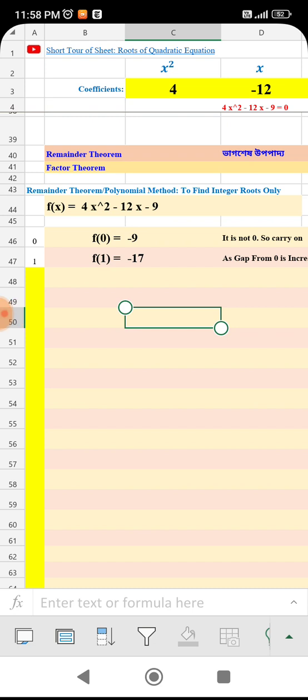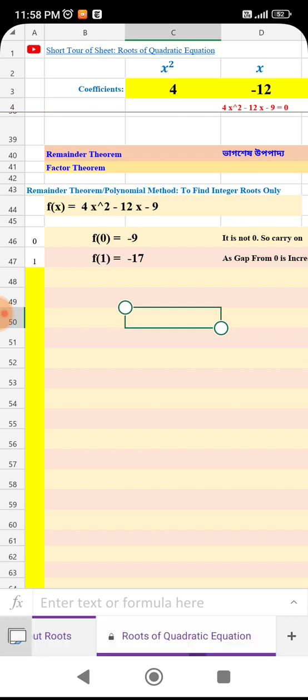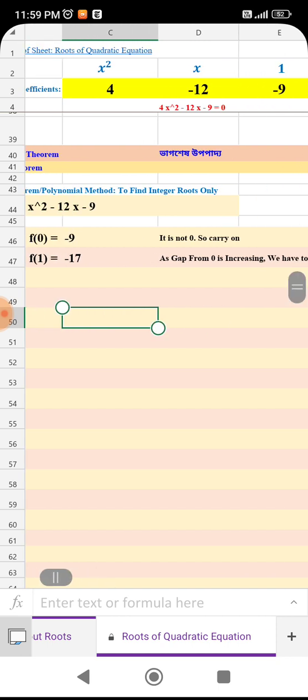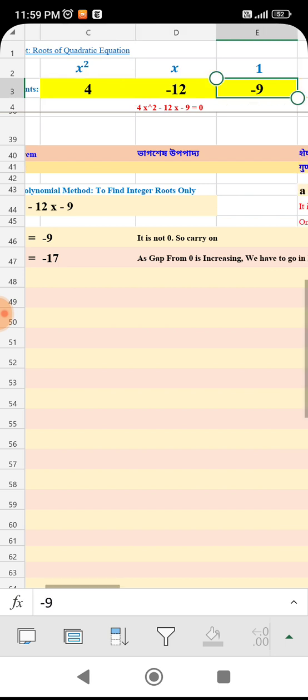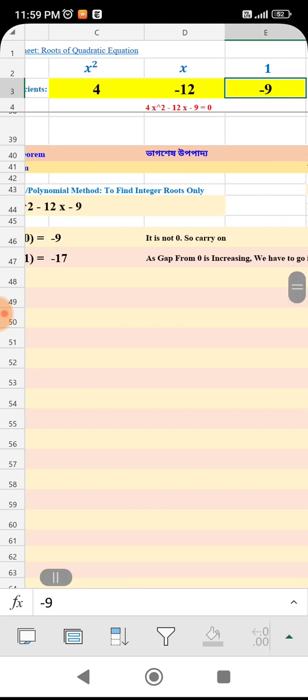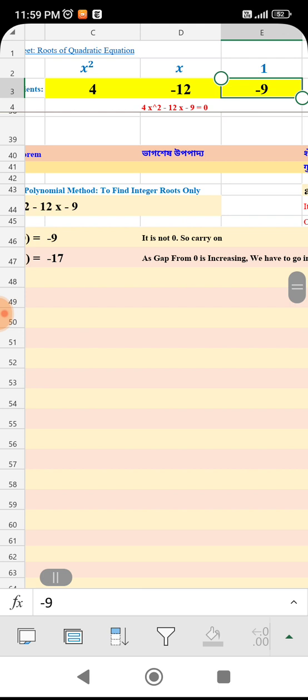Today we learn finding the roots of the quadratic equation using the polynomial method or remainder method. This is my polynomial equation, a quadratic equation. We know this very well. I am not wasting time on this, because we know it from the middle term factor.